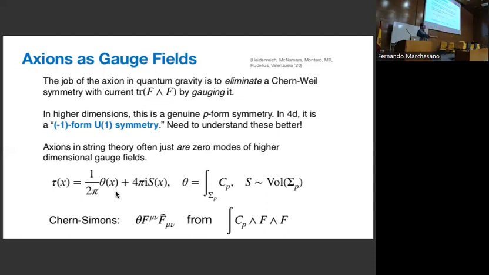Now, there's something a little uncomfortable about that argument, which is that if I'm in more than 4 dimensions, then this current F wedge F does generate an honest symmetry. In 5 dimensions, instantons are particles. You can count them. It's a perfectly ordinary 0-form global symmetry. In 4 dimensions, this would be a -1 form U(1) global symmetry, meaning it counts things over all of spacetime, not over space or over lower codimension things. And -1 form symmetries are not quite as well defined as higher form symmetries.